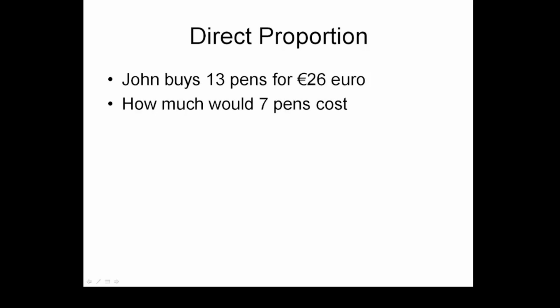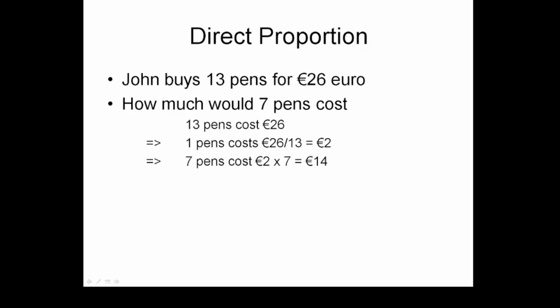But to look at how to do that question, let's go back and have a look at direct proportion, a question you'd be more familiar with. Let's say John buys 13 pens for €26 and we're asked how much 7 pens cost. That's a tricky question. It's not exactly half. It's not quite €13. So the way that you do this is we use the unitary method and we write down 13 pens cost €26. The unitary method means we work out what 1 pen costs. So we know 13 pens cost 26, so we can work out that 1 pen costs €2. And then we can work out that 7 pens cost €14.